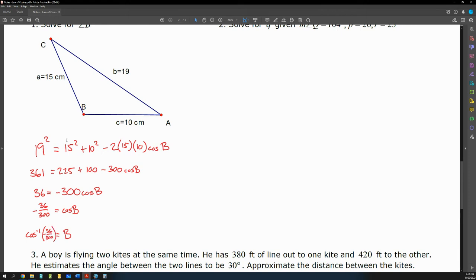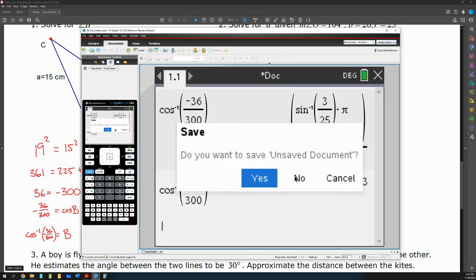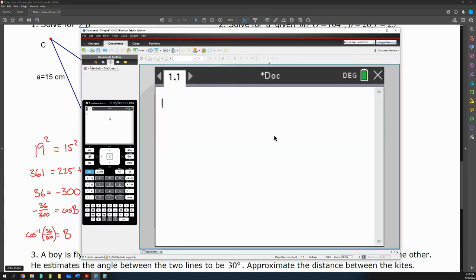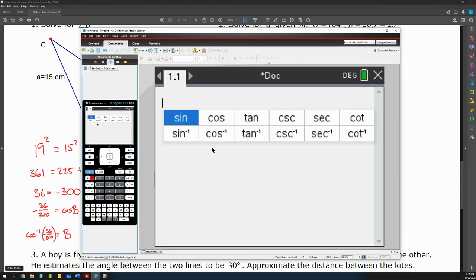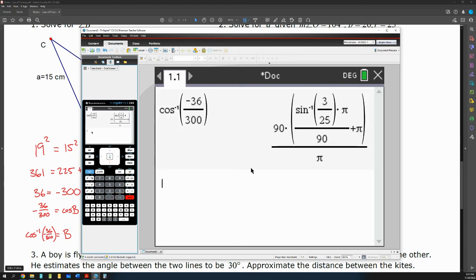This is where you're going to need your calculator, so go ahead and take out your TI-Nspire. I'm going to open up a new document and open up a calculator. We hit trig, inverse cosine of, and I'm going to hit control divide to get a fraction, and we'll do negative 36 over 300. As always, be careful to use the negative key, not the minus key. The Nspire is going to give us an exact answer, so let's hit control enter to get a decimal approximation.